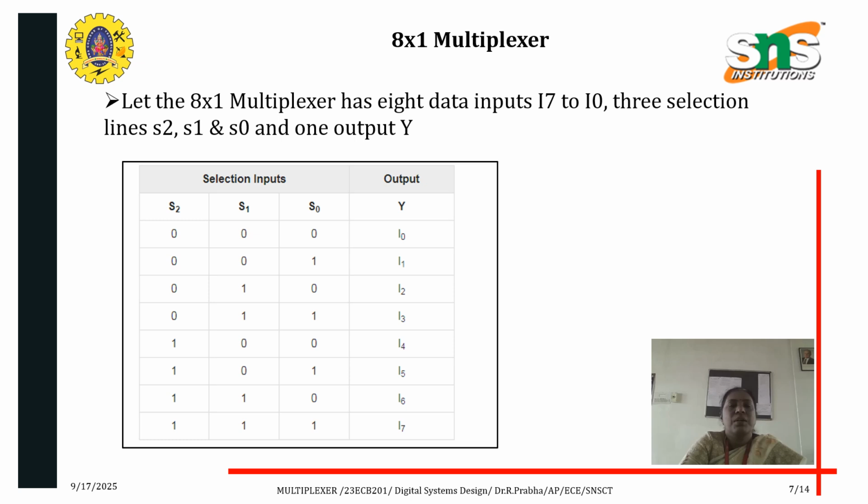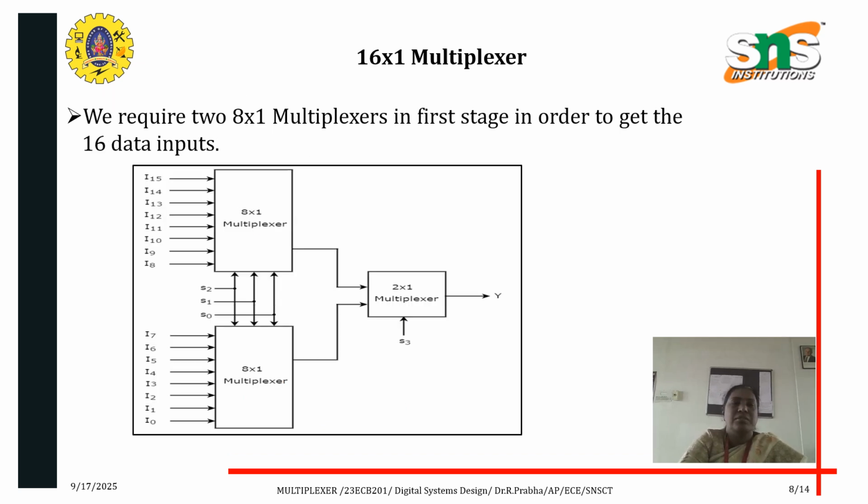In the 8 cross 1 multiplexer truth table, for the combination 0 0 0, I0 is selected at the output. For 0 0 1, I1 is selected at the output. In this way, for each combination of selection lines, the output is selected. Similarly for a 16 cross 1 multiplexer, there are two 8 cross 1 multiplexers in the first stage to get the 16 outputs.